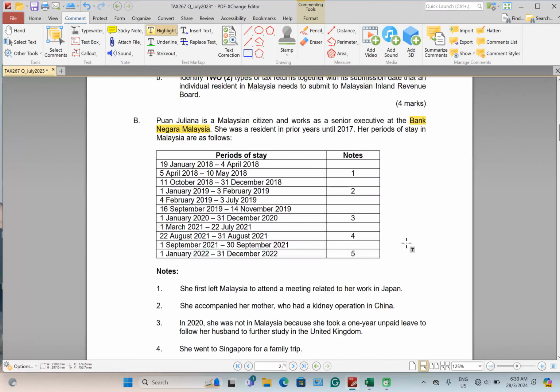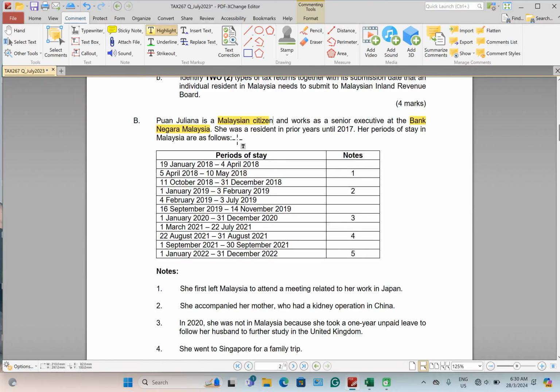Okay, so now go back to the first paragraph. Let's find out more about Puan Juliana. Puan Juliana is a Malaysian citizen. Normally in our questions, the taxpayer is not Malaysian, isn't it? But this time around, guys, Puan Juliana is a Malaysian citizen. And then she works as a senior executive at Bank Negara Malaysia. Bank Negara Malaysia is our central bank.